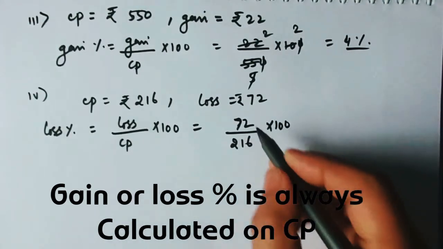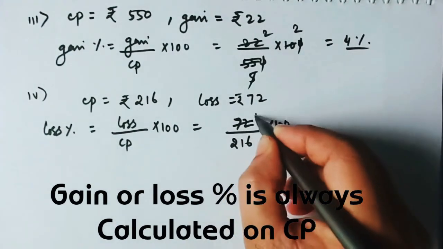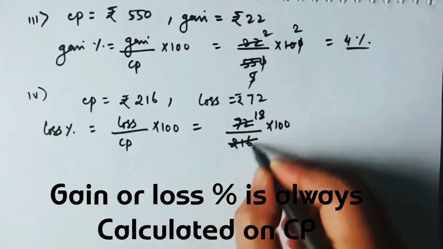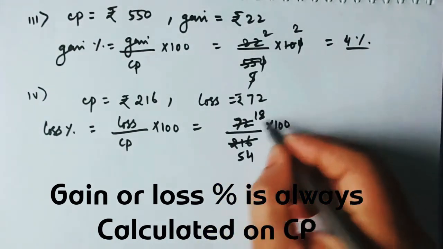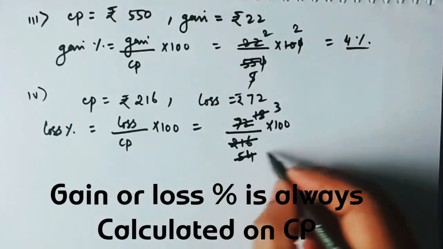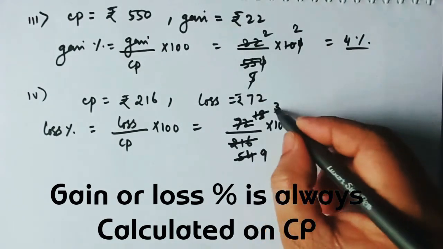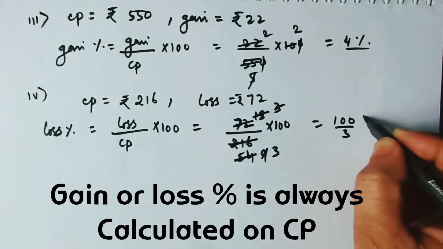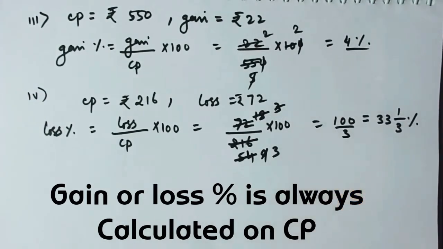Let me see. How many times? So 4 1 times, and 4 8 times 32. 5 times 4 times 16. Similarly 6 3s are, and 6 how many times? 6 9 times 54. 3 3s are 9. You get 100 by 3 is equal to 33 1 by 3%.